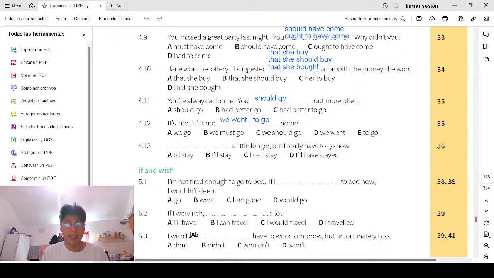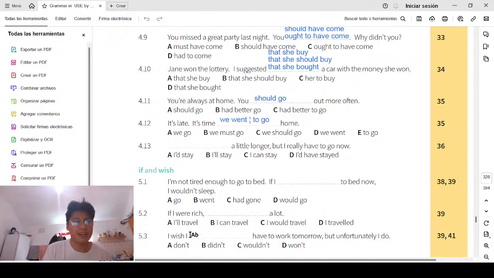I stay a little longer, but I really have to go now. Or I'll stay a little. You can say "little" or "little." Just let me know in the comments why you say it one way or the other. For me, it sounds better like "a little," like a received pronunciation, like Queen's English. I don't know how to say it. I stay a little longer, but I really have to go now. That sounds better. It sounds more sexy.